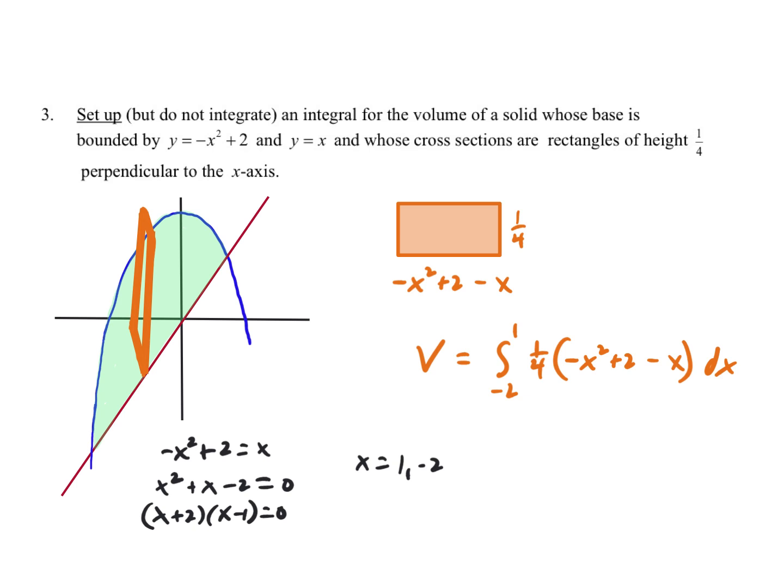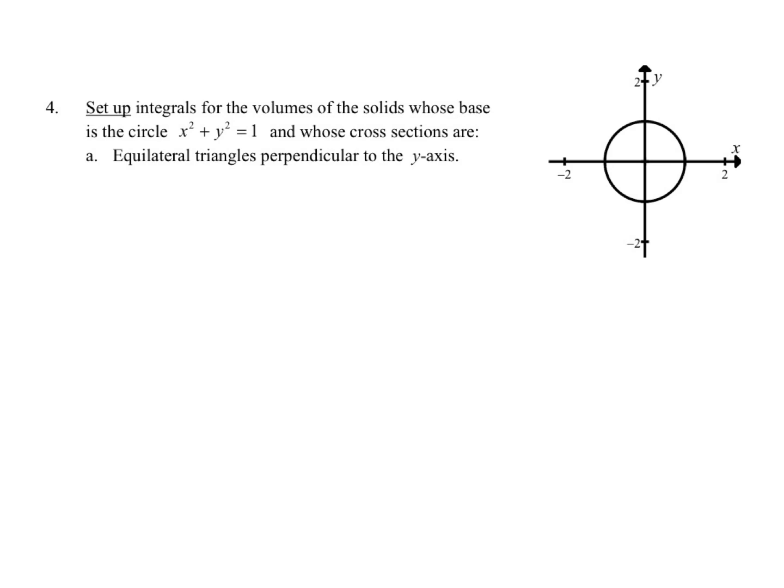One more example. We'll do example 4. Now we're going to be perpendicular to the y-axis. Actually, there's 2 parts to this question. There's part A, and I think I'd also do part B in a minute. So we're going to do part A and part B. This time we have a circle as the base. We have equilateral triangles perpendicular to the y-axis.